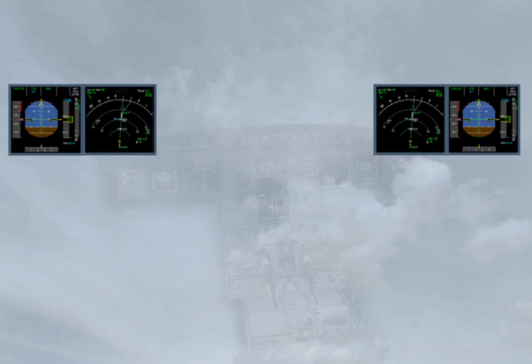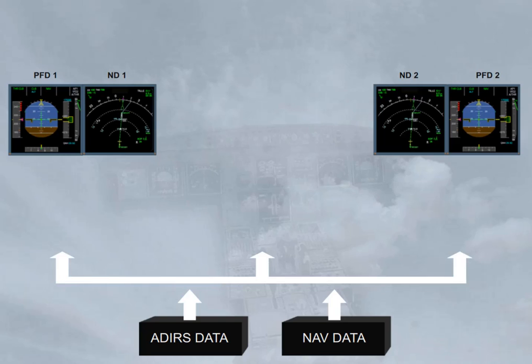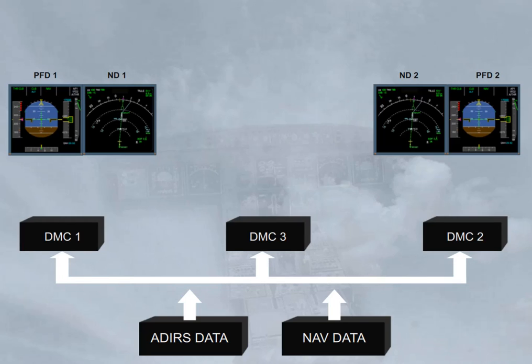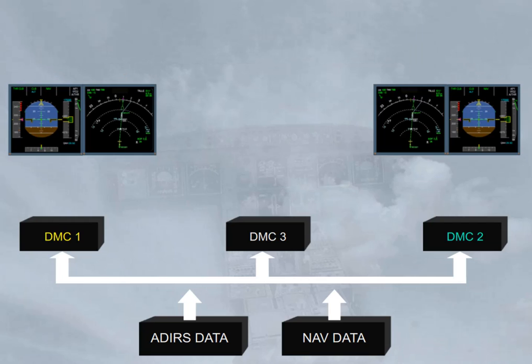Now, let's go back to the EIS system. The EIS displays data from the Air Data and Inertial Reference System, ADIRS, plus navigation data from the Flight Management and Guidance System, FMGS, supply directly the 3 display management computers, DMCs. The 3 identical DMCs process the data and generate the images to be displayed.